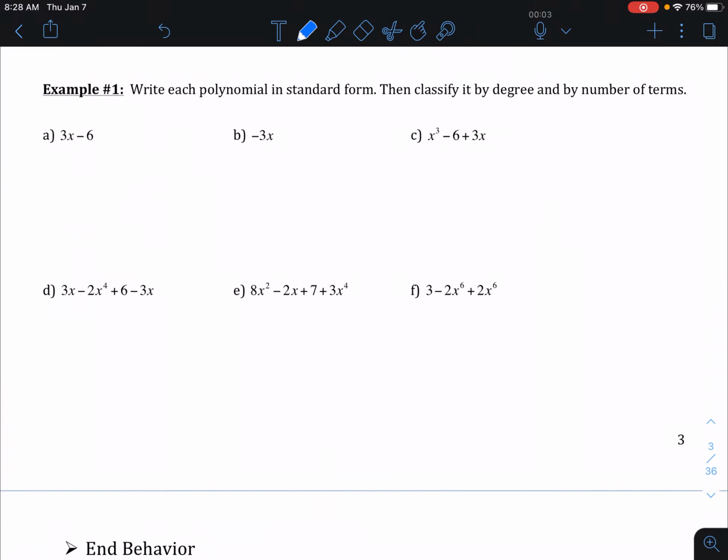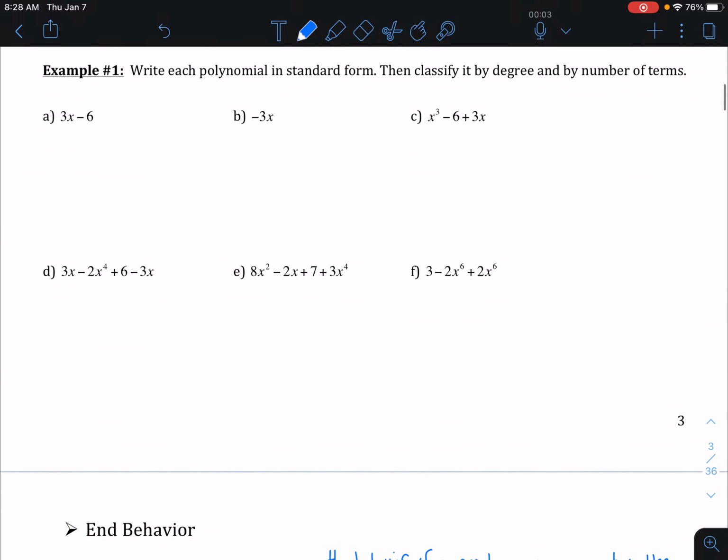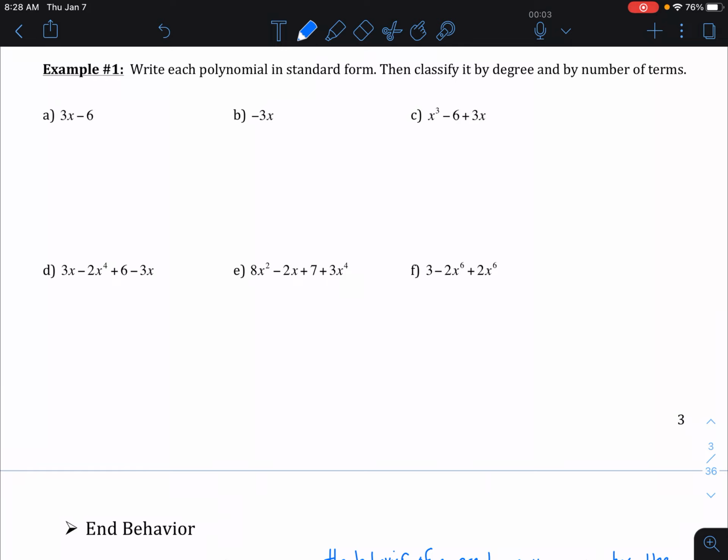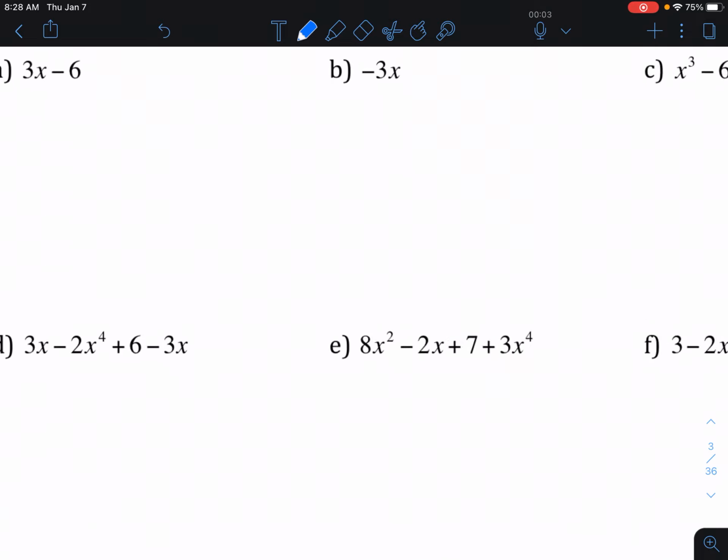So we're going to use that information and go into the next part here, example 1. This is going to be the first part of the test. It's going to be write each polynomial in standard form, then classify it by degree and number of terms. So we're essentially doing 3 things here.